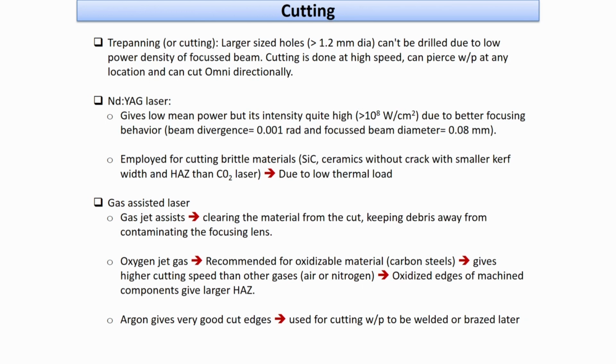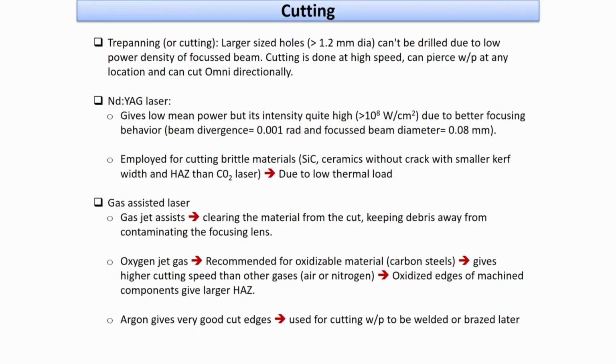Gas assisted lasers: gas jets actually assist for clearing of the material from the cut and keeping debris away from contaminating the focusing lens. Oxygen jet gas is also used for oxidizable material to increase the cutting rate. So it is recommended for oxidizable material like carbon steels.